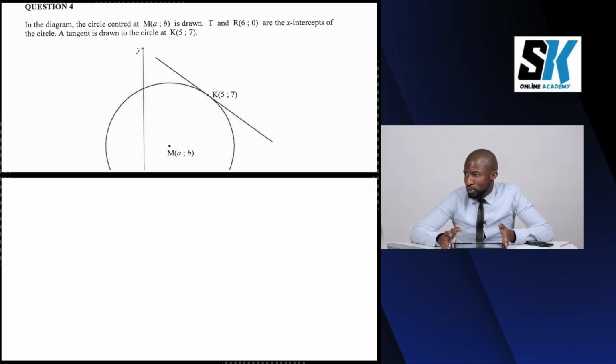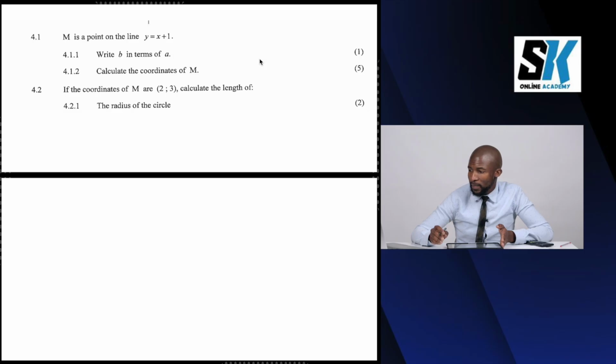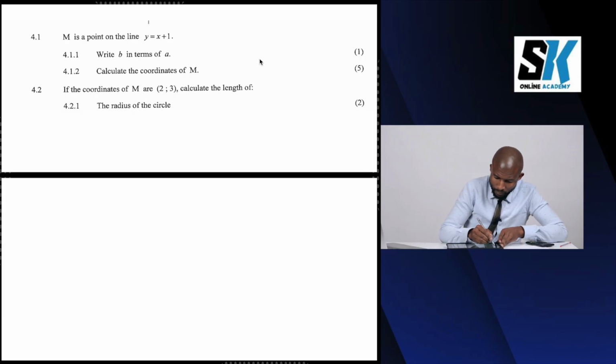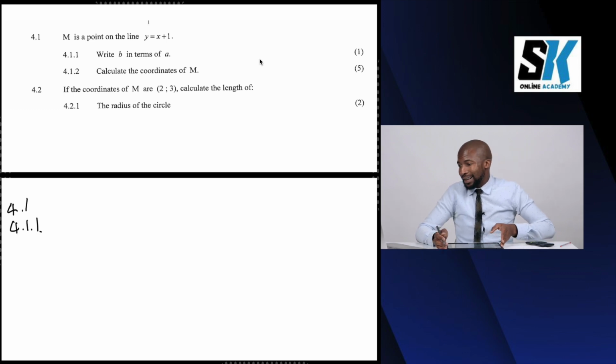A tangent is drawn to the circle at K, which is the point K (5, 7). That is where you find your tangent. And then the first question says M is a point that lies on the line y equals x plus 1. So question 4.1.1 says write B in terms of A.